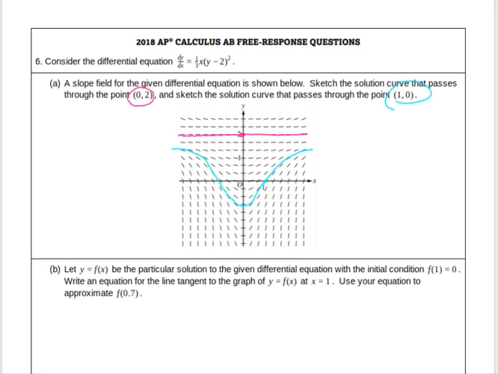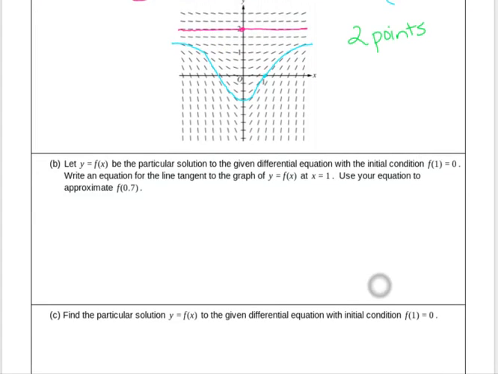This was worth 2 points. It's really just 1 point for each one. But like I said, make sure that it follows the curves and make sure that it does go to the ends of your graph there.